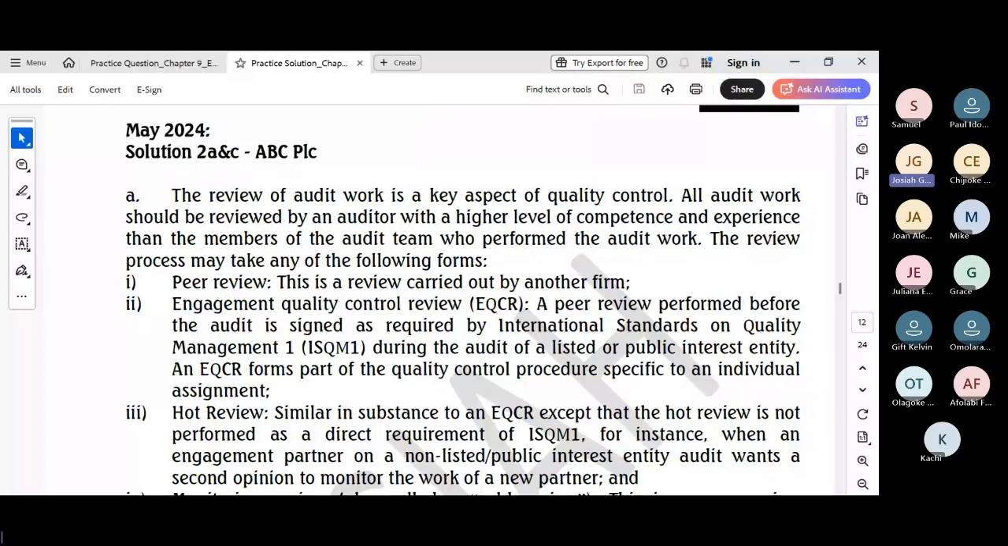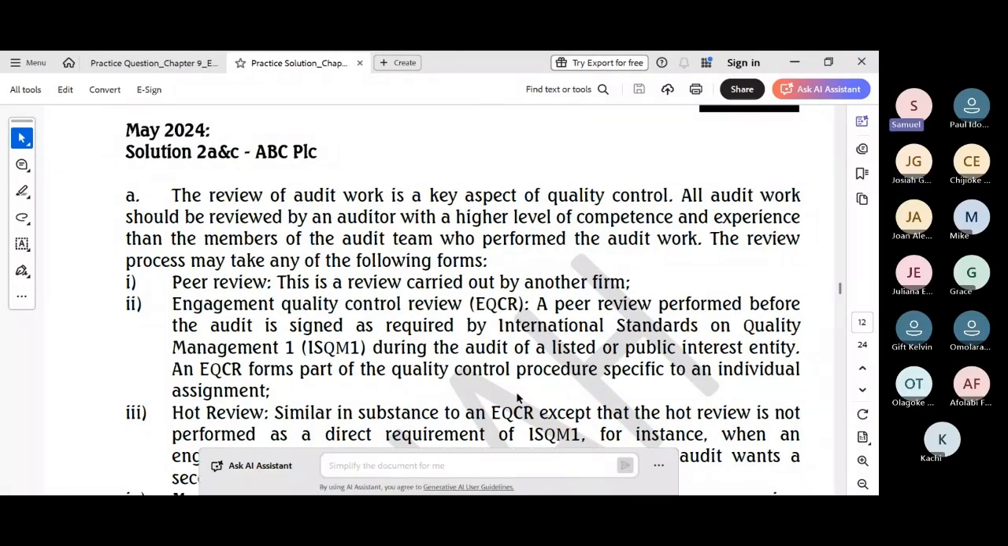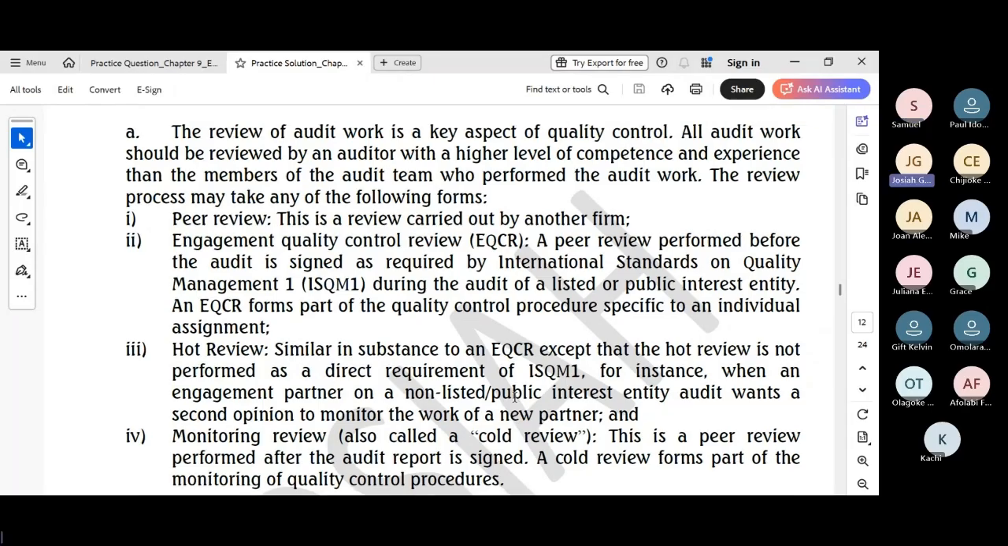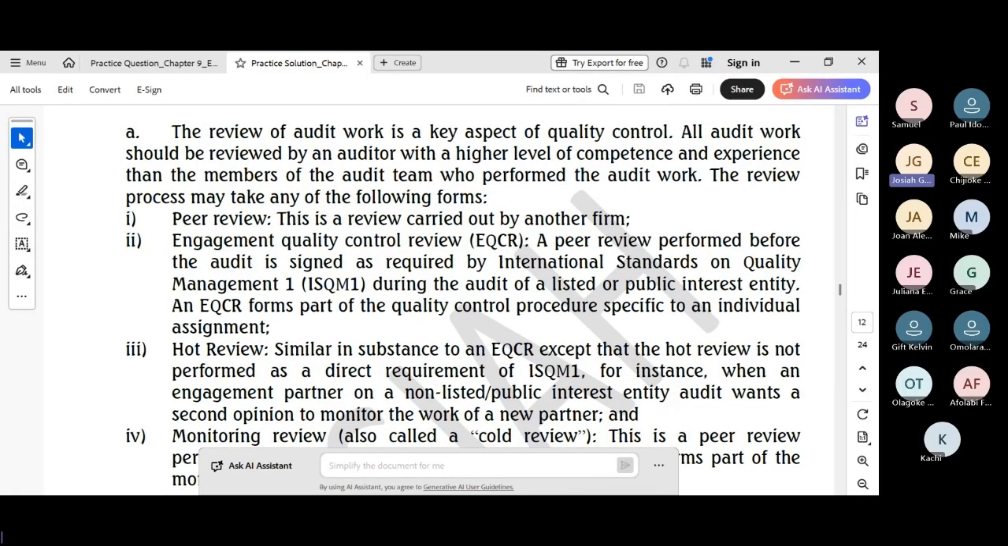So we have peer review, we have engagement quality control review. Yes, quality control review. Then we have hot and cold review to secure your maximum marks. Thank you, Sabi, for that. And for the C part, on advice on treatment of wrongly classified assets.